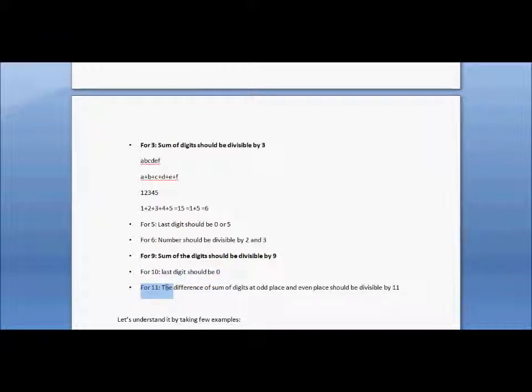For 11, the rule is slightly complex, but nevertheless it's easy. You have to find the sum of digits at odd places, then you have to find the sum of digits at even places. You will get two numbers, then you would subtract these two numbers. If you see that the result after you subtract these two numbers is divisible by 11, we say that the entire number is divisible by 11.